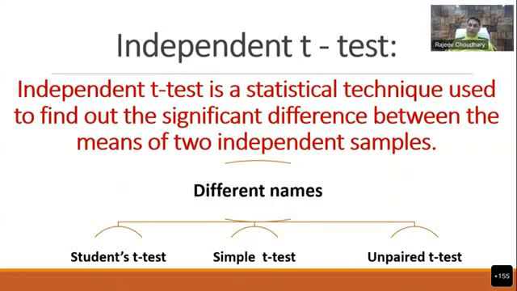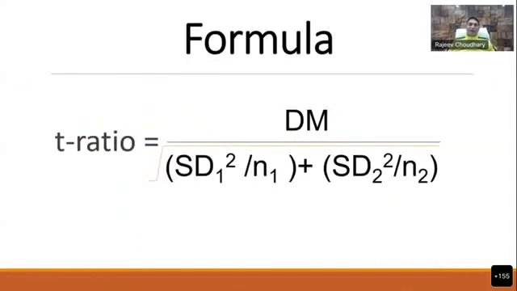Again, I repeat, independent T-test is a statistical technique used to find out the significant difference between the means of two independent samples. And the formula is in front of you. The final output of independent T-test is known as the T ratio. On the basis of that, we draw conclusions.